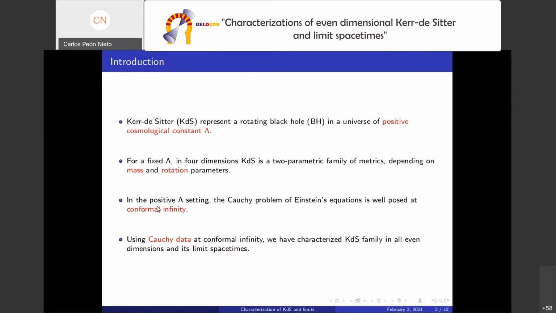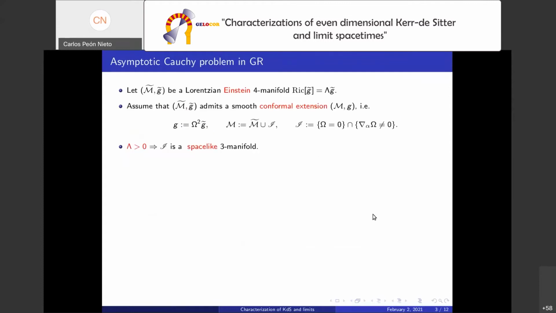And in the positive cosmological constant setting, the Cauchy problem happens to be well posed at conformal infinity. So what we have done is to use Cauchy data at conformal infinity to characterize this Kerr-de Sitter family in all even dimensions, as well as its limited spacetimes. So now I'm going to discuss the asymptotic Cauchy problem in general relativity and related results in 4 dimensions first, and then I will generalize it to more dimensions.